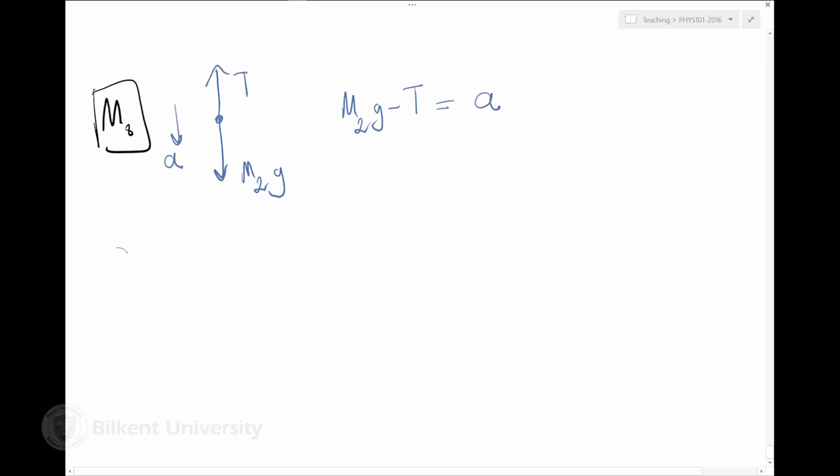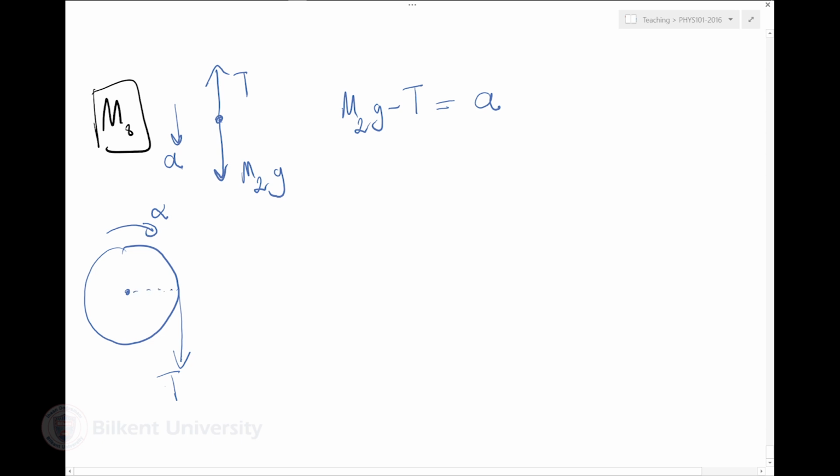How about just a single pulley? What will be my equation here? Am I interested in F equals ma? No, this thing is not moving. Its center of mass is fixed. But I'm interested in torque equals I alpha. So let's say it rotates clockwise with alpha.